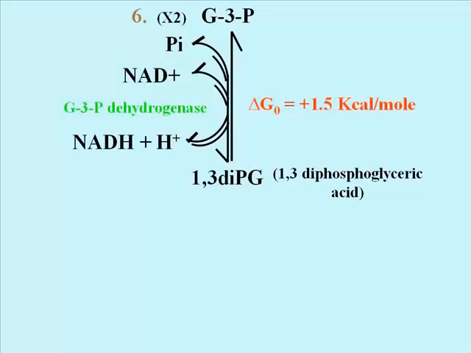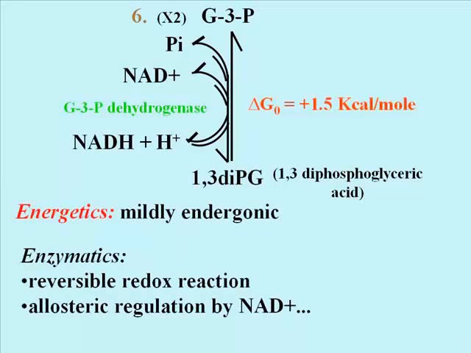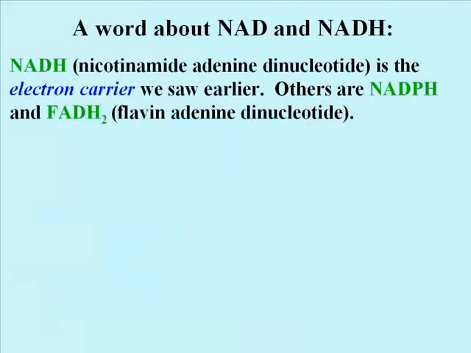You'll see that most biological redox reactions are in fact catalyzed by dehydrogenases, meaning removal of hydrogen, because they usually involve the movement of electron pairs on either hydride ions or complete hydrogen or H2 molecules. This reaction is yet another endergonic reaction based on its energetics in a closed system under standard conditions, where delta G0 is equal to plus 1.5 kilocalories per mole. The reaction is also reversible, and it's also allosterically regulated, though in an unusual way that I'll show you in just a moment. I want to remind you about the electron carrier NADH and a few others.